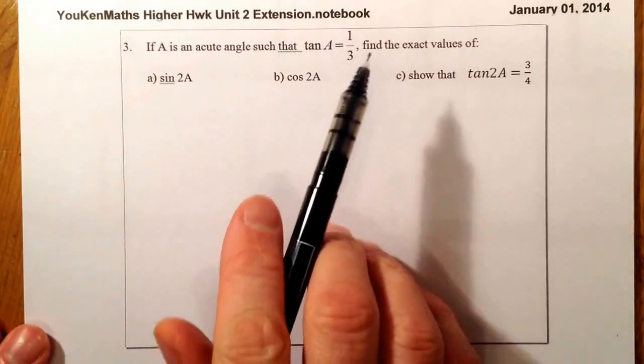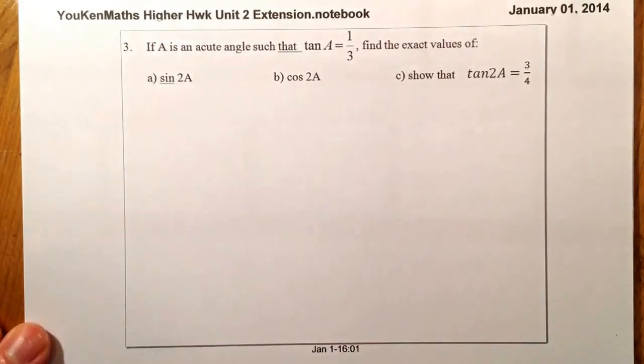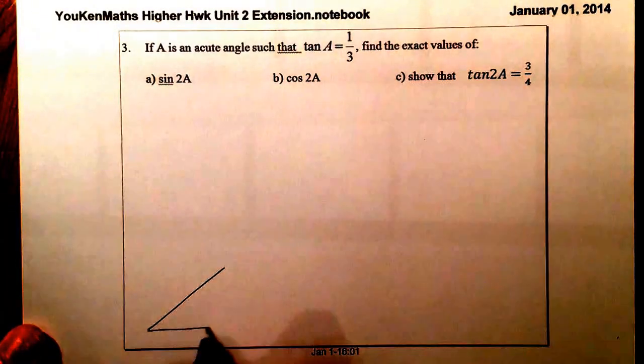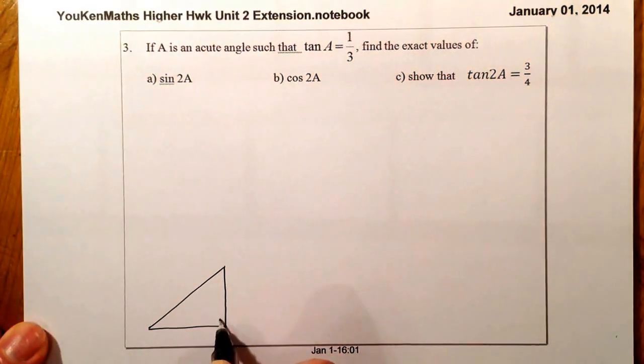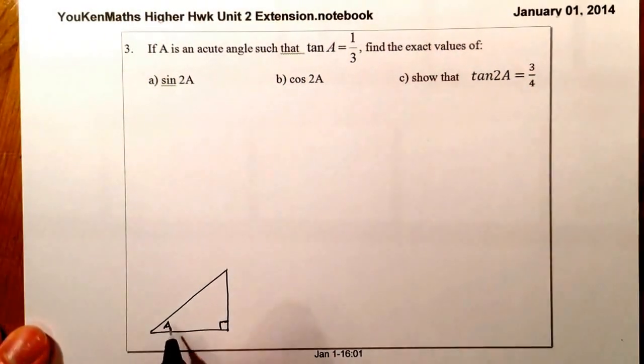Right, first thing I'm going to do is draw down a triangle based on tan A equaling 1 over 3. So I'll just do a wee triangle down the bottom here, freehand. There's our triangle, a wee right angled triangle. A is the angle, so my angle's there. And tan is opposite over adjacent, so it's 1 over 3, so that's a 1 and a 3 there.